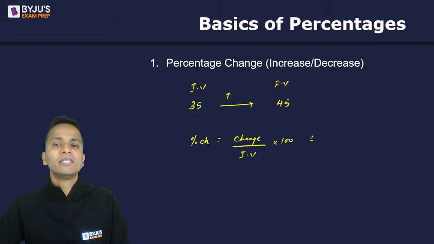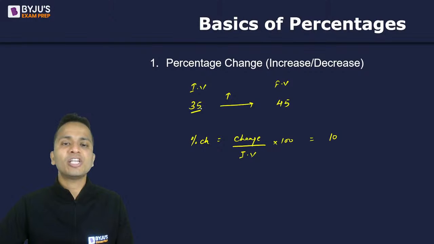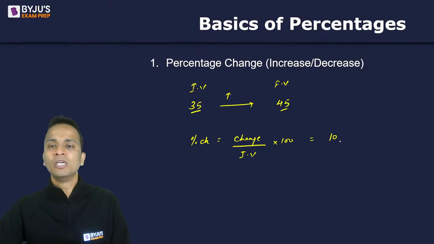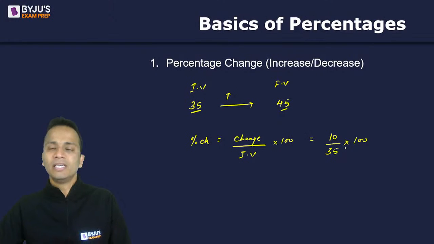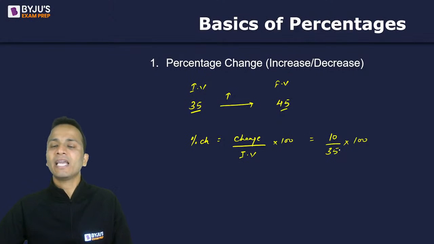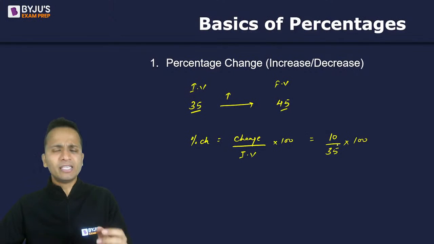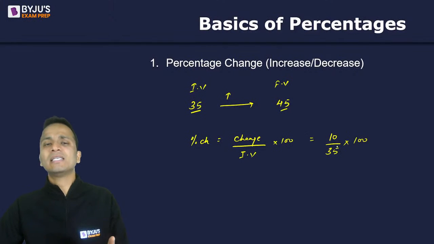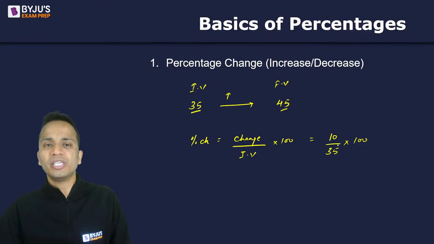So in this case, the change is by 10. Okay, so 35 is the initial value, 45 is the final value. So there is a change in value by 10 over the initial value of 35 multiplied by 100. All right, now you can simplify this and get your answer. Now, how to work on these calculations, I'll be covering it today as well as in the session that I have dedicated towards percentages only.